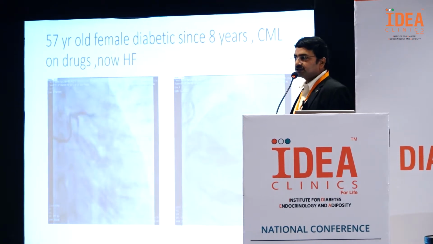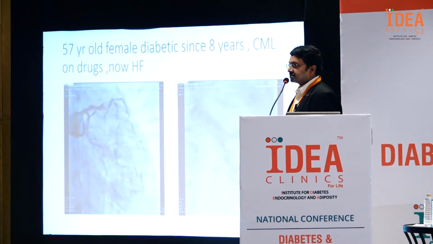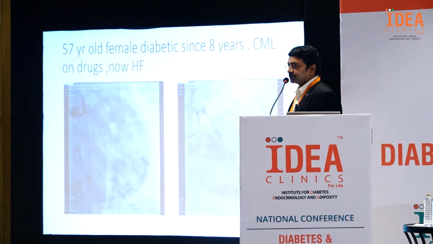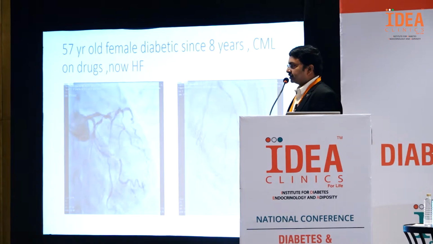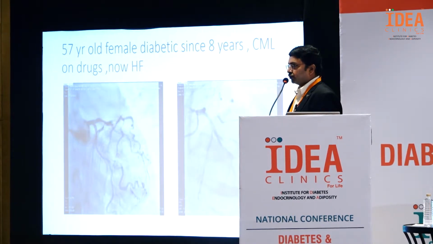And another patient is a 57-year-old female, and she has been diabetic for 8 years. She had chronic myeloid leukemia. She is on nilotinib, that is the chemotherapeutic drug, for almost 4 or 5 years.